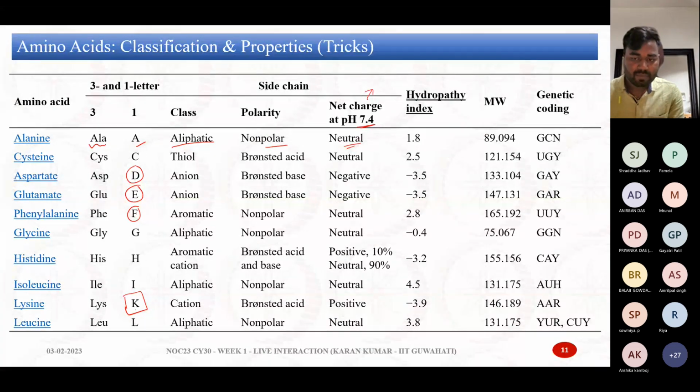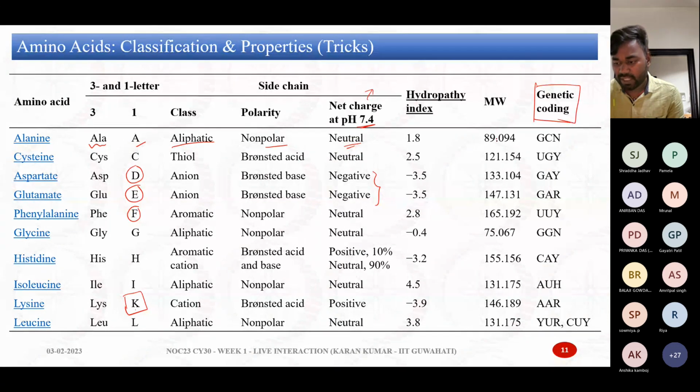Normally the aliphatic side chains are neutral at pH 7.4, because they only contain carbon and hydrogen in their side chain. Other than that, you can see the acidic amino acids hold a negative charge, and the hydropathy index is also shown here. The hydropathy index will be discussed later on. Molecular weight you can also remember, and the genetic coding.